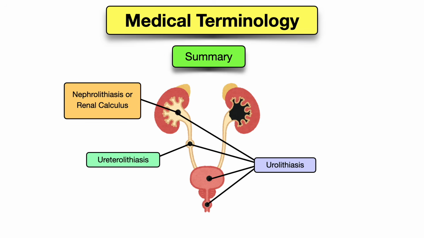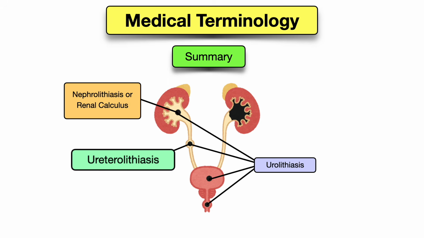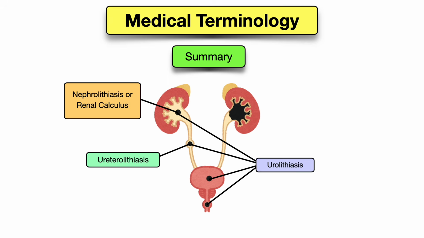Here's a quick summary. Nephrolithiasis and renal calculus refer to a stone that forms in the kidney. Ureterolithiasis is a stone in the ureter, and urolithiasis is a stone in any part of the urinary tract, including the kidney, ureter, bladder, or urethra.